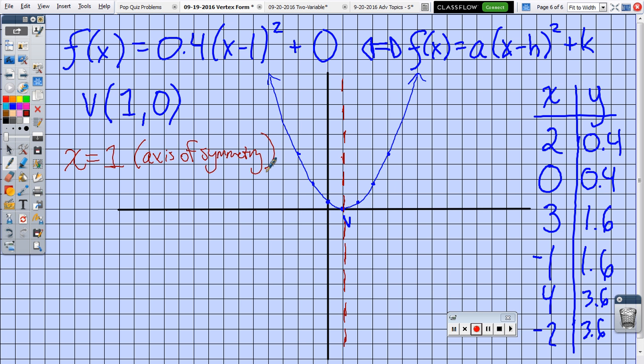So you should feel pretty comfortable when you're doing these, and each point you come up with should make sense. I didn't have to do 7, I decided to do 7 just to make it look more accurate. Plugging in 4: 4 minus 1 is 3, 3 squared is 9, 9 times 0.4 is 3.6. Plugging in -2, you would also get 3.6. And graph it.